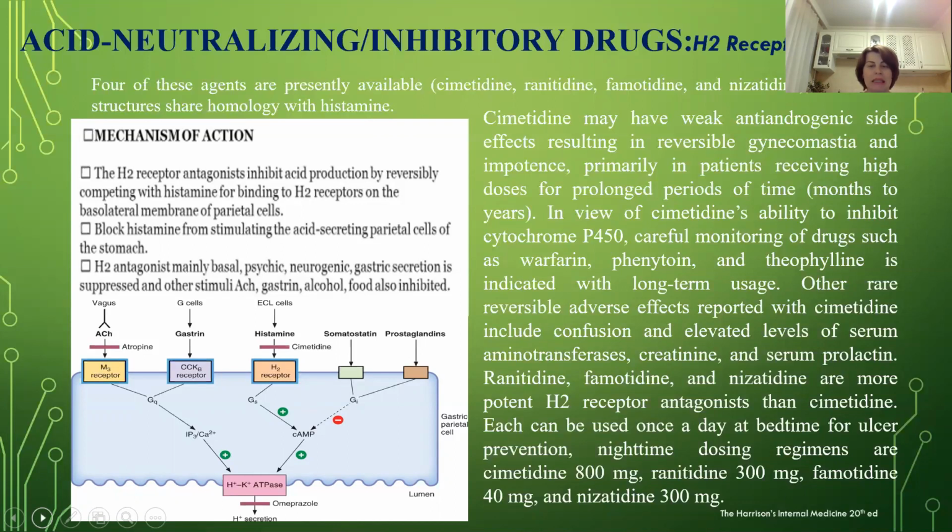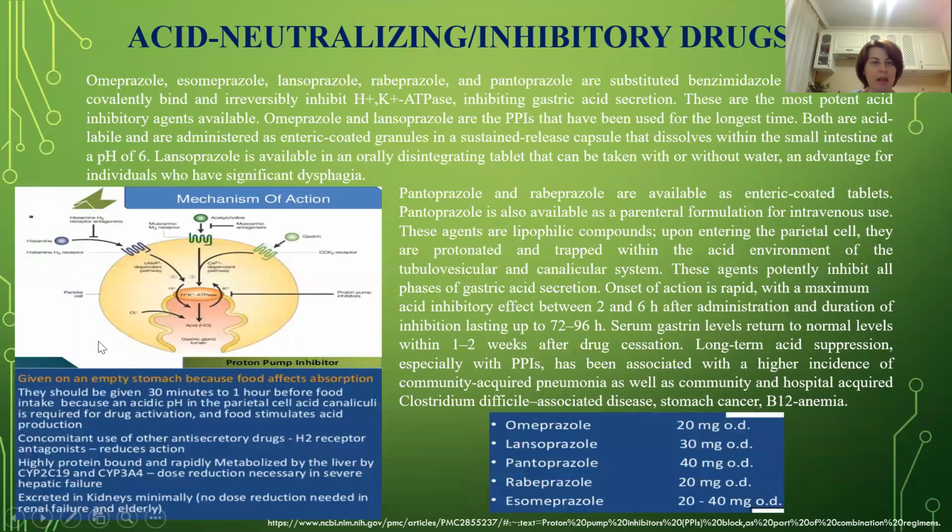Ranitidine, famotidine, and nizatidine are more potent H2 receptor antagonists than cimetidine, but ranitidine can cause decrease of the sexual ability of the male patient, so you should remember about it. Each can be used once a day at bedtime for ulcer prevention. Nighttime dosing regimens are cimetidine 800 milligrams, ranitidine 300 milligrams, famotidine 40 milligrams, and nizatidine 300 milligrams.